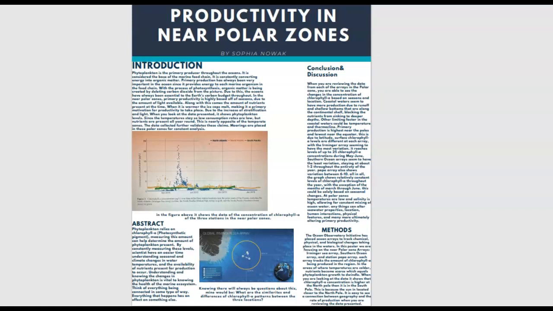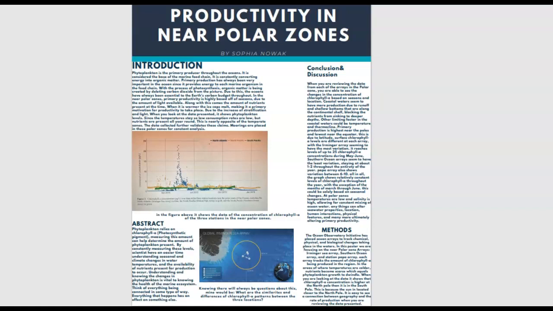Surface chlorophyll A levels are different at each array, with the Irminger array seeming to have the most variation. It reaches levels of up to 25 chlorophyll A concentration during the months of May through June. Southern Ocean Array seems to have the least variation, staying at about 1 to 2 throughout the entirety of the year. Papa Array also shows variation between 6 to 10.